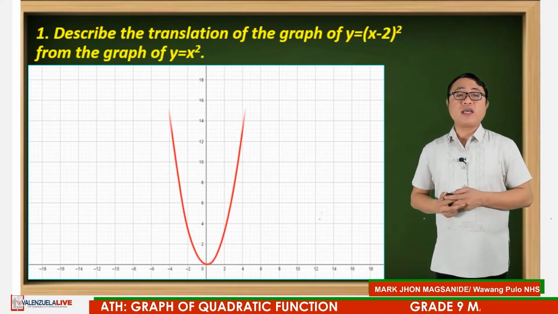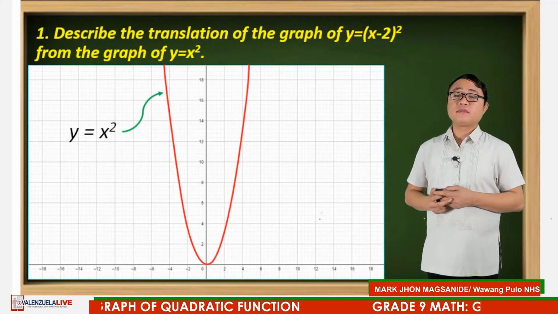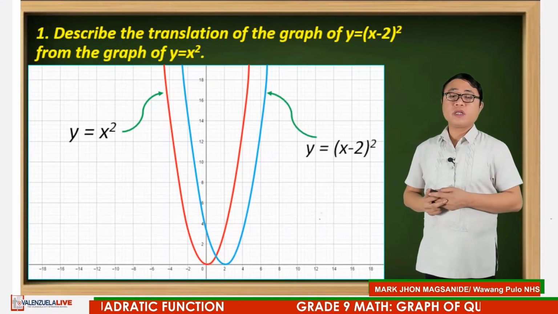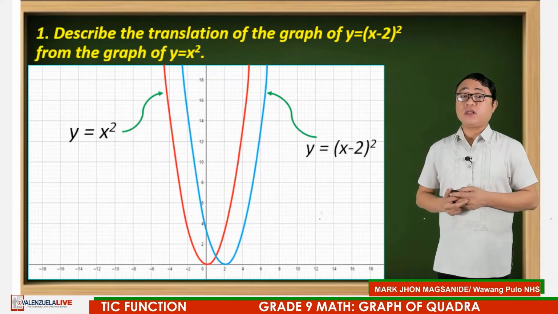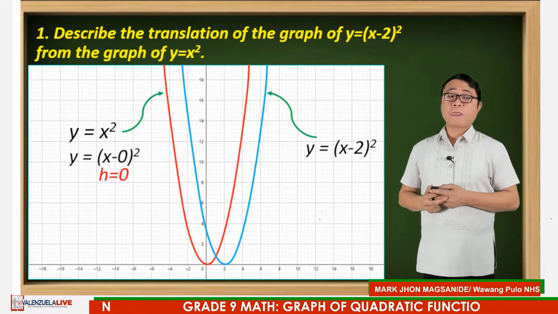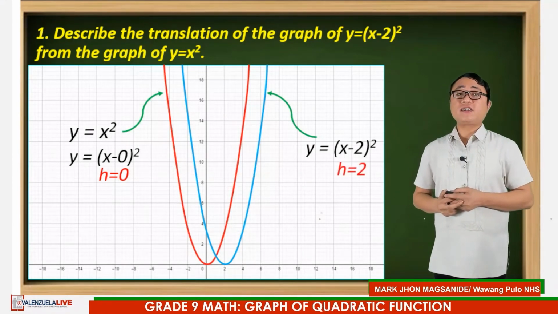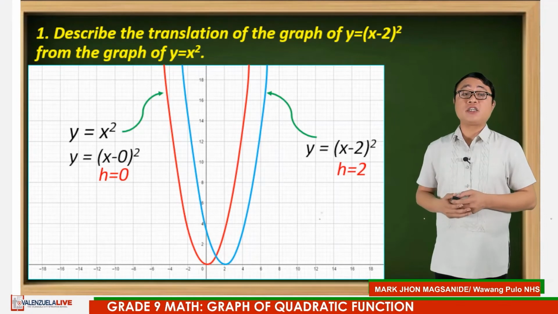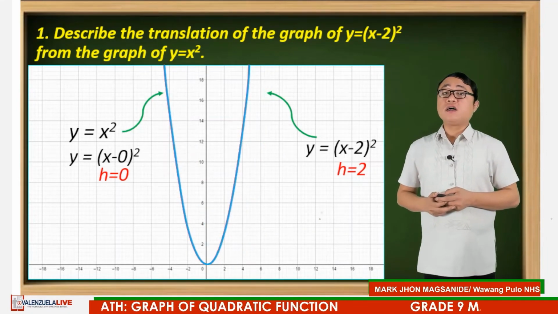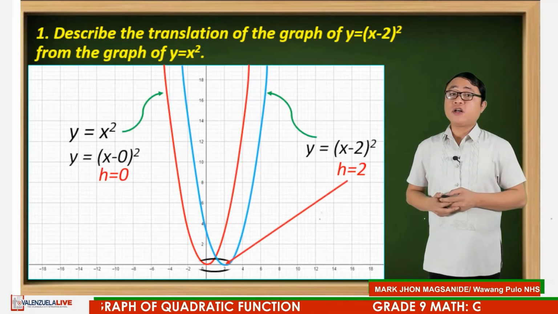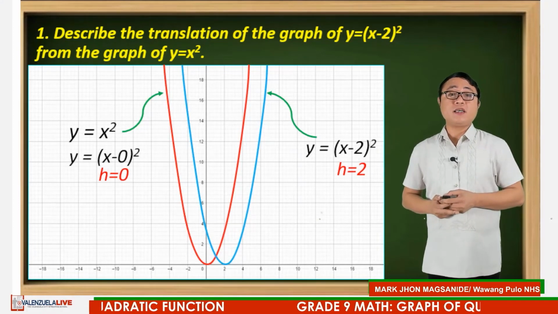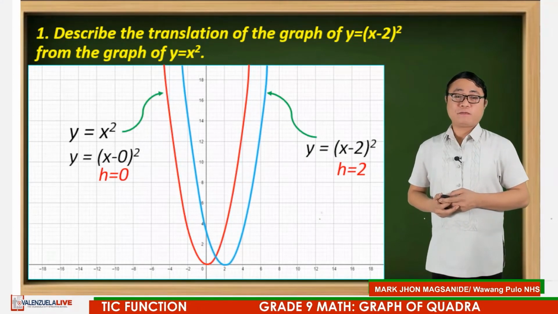Showing the graph of y equals x squared and y equals (x - 2) squared. In the quadratic function y equals x squared, the value of h is 0, while h is 2 in this function. When the value of h increases by 2, the graph moves horizontally 2 units to the right of y equals x squared.